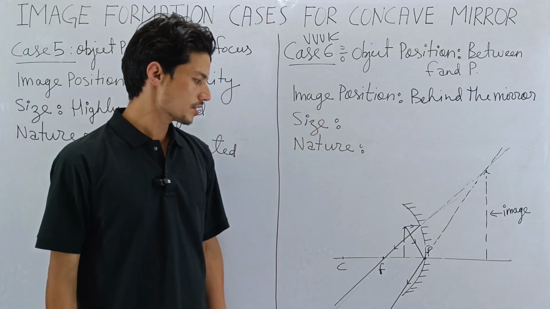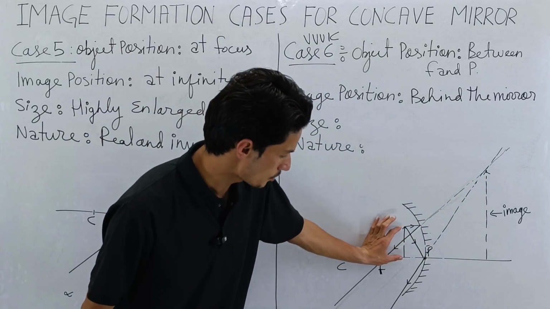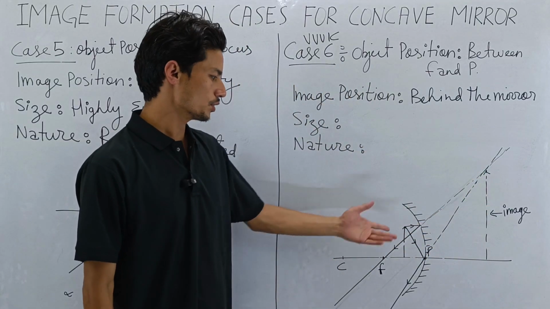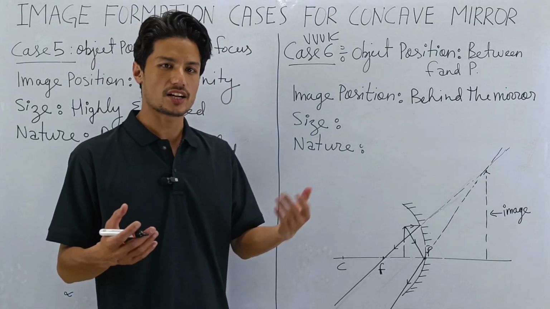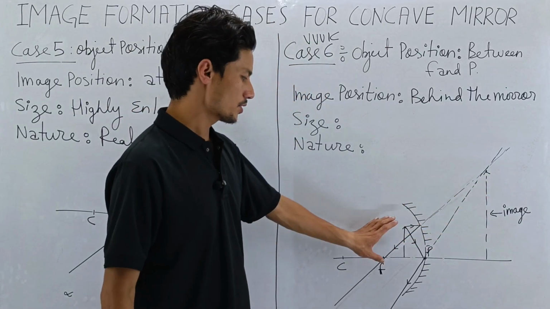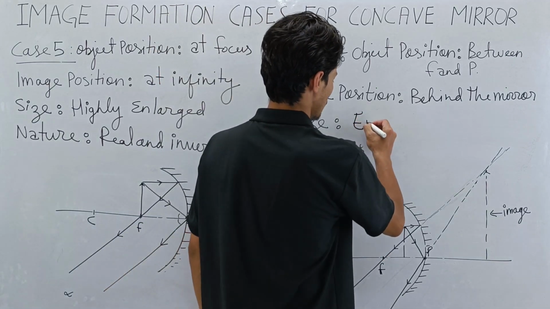Size of the image. Look at the object and look at the image. This is the size of the object, and the image is almost 3 times. So what do we write? Should we write highly enlarged? No, we will write enlarged. Roughly the image is about 3 to 4 times the size of the object, so size is enlarged.